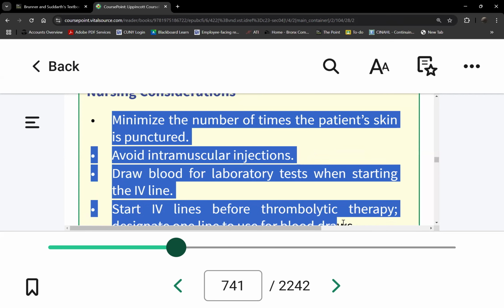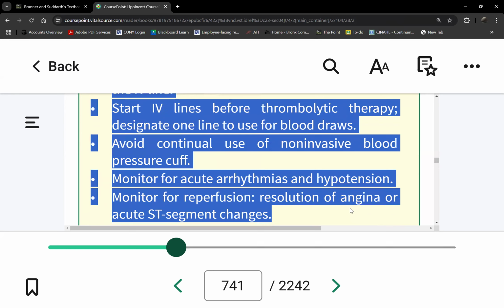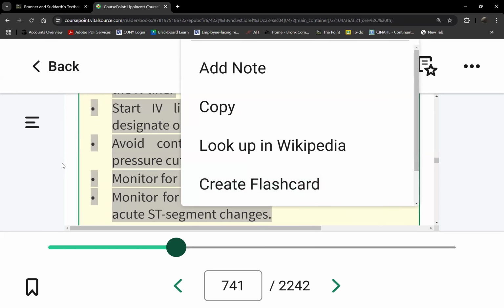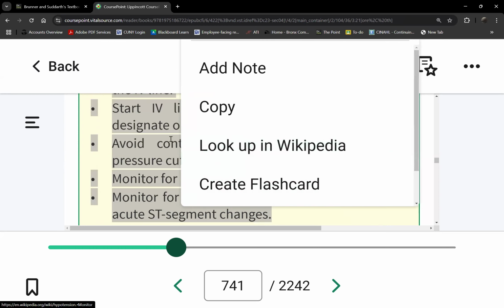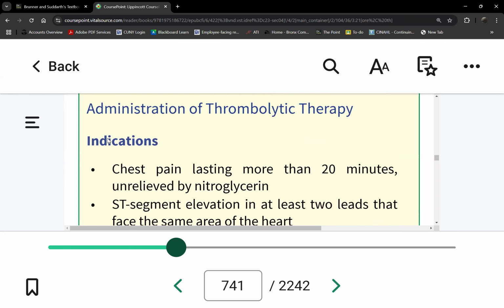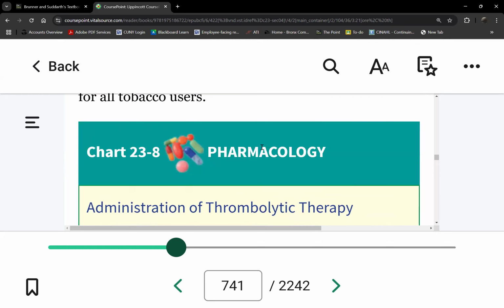Any questions? Can I ask you a question? Chart 23-8, page 741.